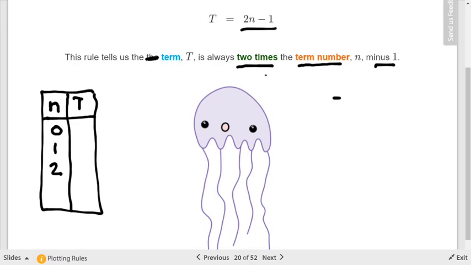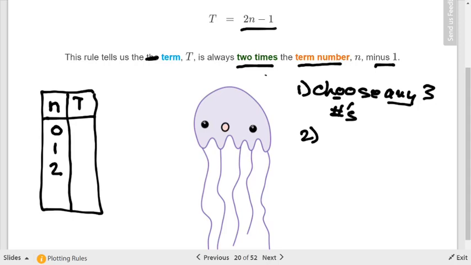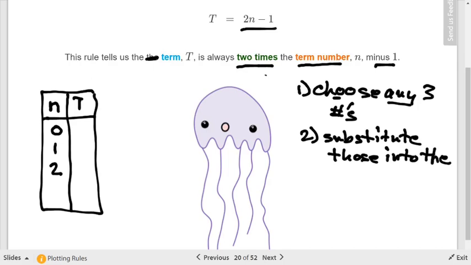So all we need to do is first choose any 3 numbers. Right? Doesn't matter what they are. Then we're simply going to substitute those into the rule, which is why we looked at substitution last time, right? Substitution means plug in the numbers and then evaluate. Evaluate means to simplify it or do the math, right? So that's exactly the lesson we had last time.